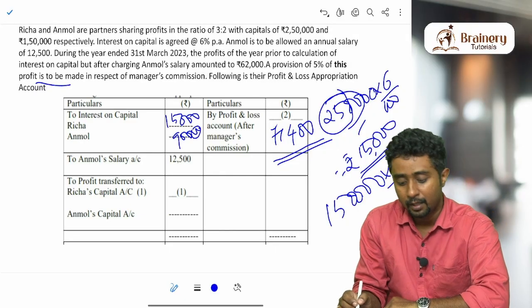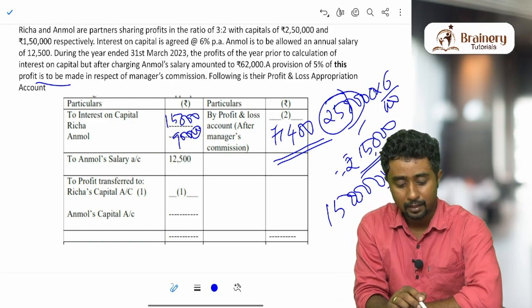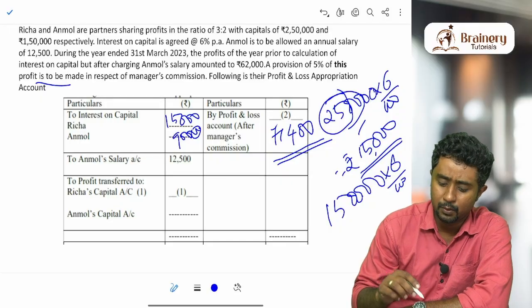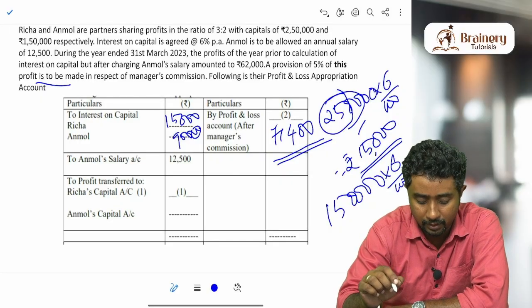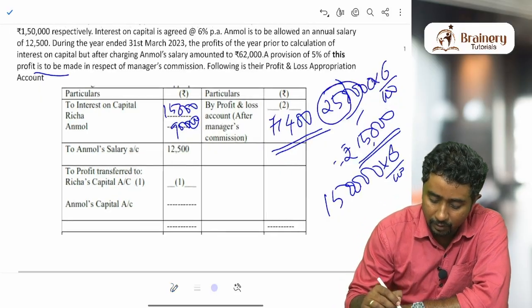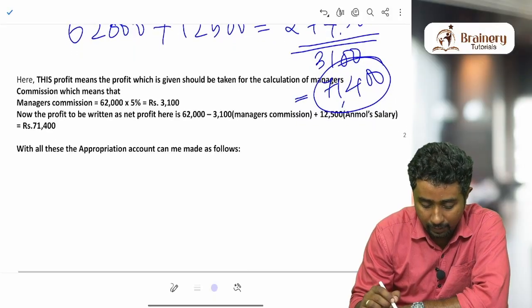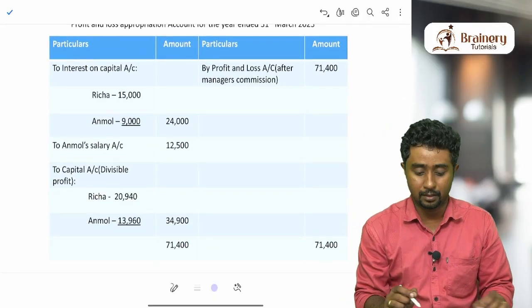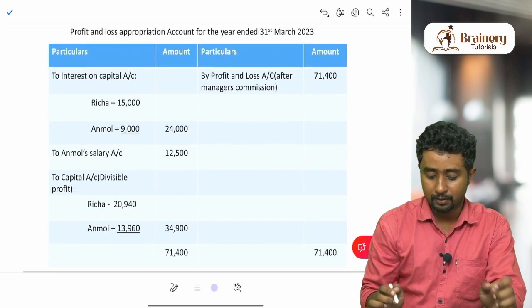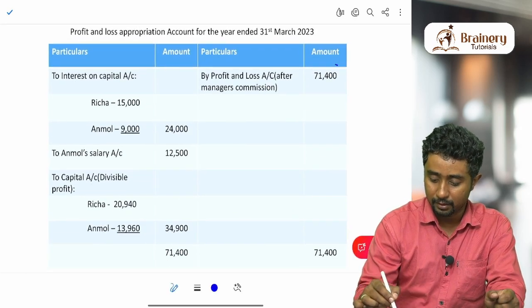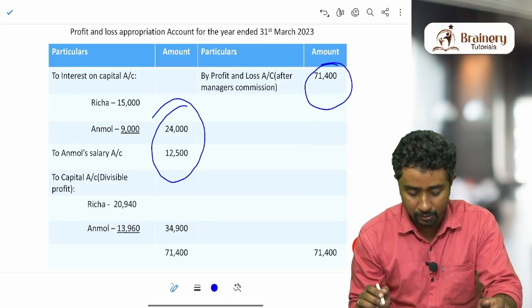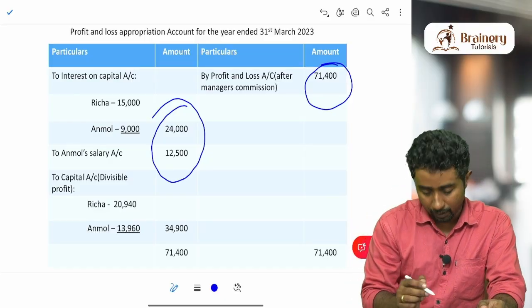Now next is the manager's salary, which is already given. Only one step is remaining. What is that? You just have to calculate the divisible profit. How much will you get as divisible profit? For that, I will take your attention to the profit and loss appropriation account. 71,400 is on the right side, 24,000 is on the left side, and 12,500 is also on the left side, that means the debit side.